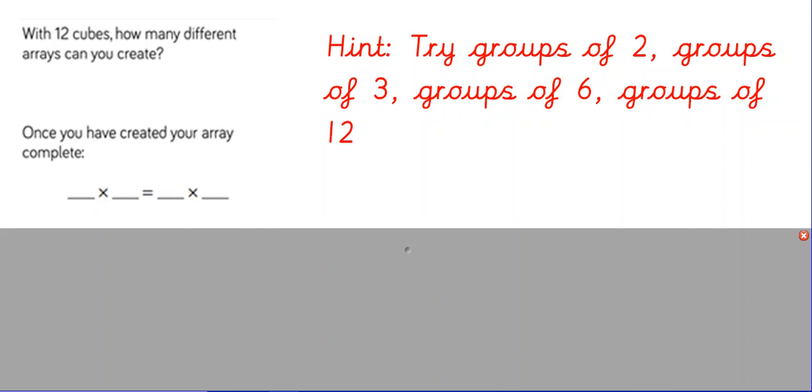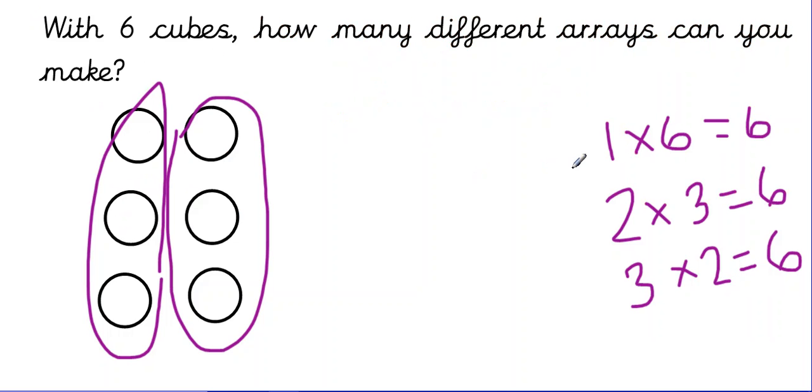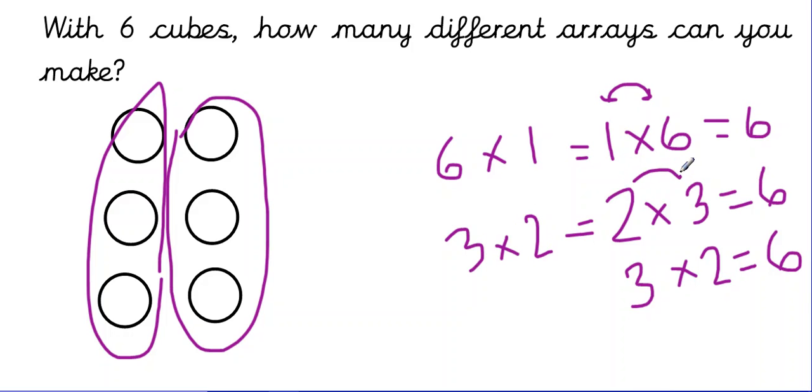Okay, so now we've had a go at that one, I'd like you to have a go at this one on your own. So with 12 cubes or counters, how many different arrays can you make? Once you have created your array, complete your multiplications. So if we did that for this one, you could have 1 times 6, or you could have 6 times 1. Okay, because remember, you're just switching your multiplication around. Okay, so for this one, 2 times 3, you could have 3 times 2. Okay, so again, I've just switched my multiplication around.